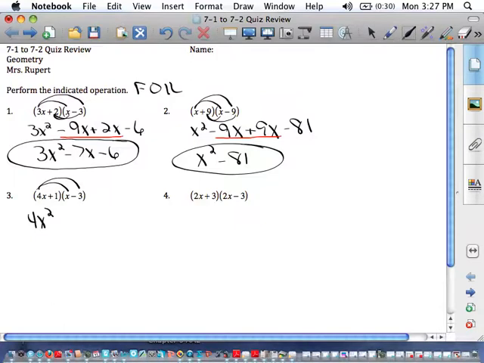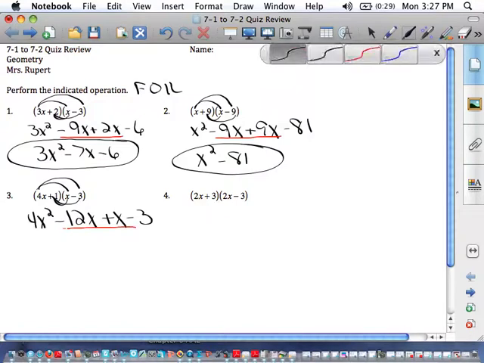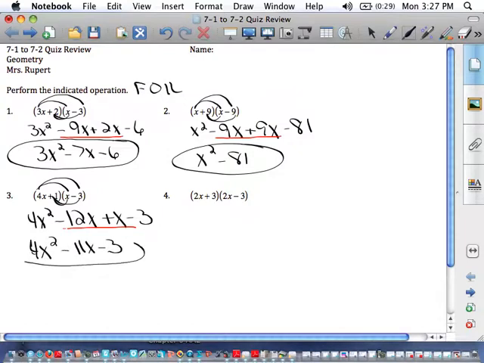4x times negative 3 gives me minus 12x. 1 times x gives me plus x. 1 times negative 3 gives me minus 3. Again, combine like terms in the center. You should have 4x squared minus 11x minus 3. That's your answer. Again, foiling the first two.